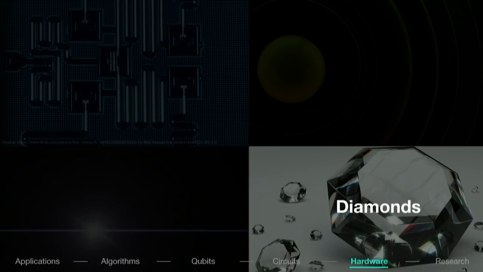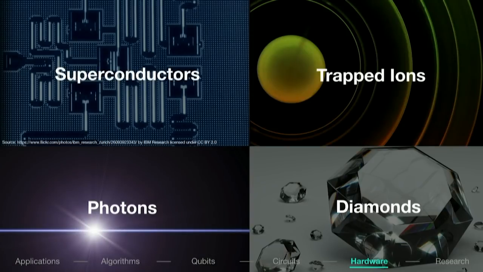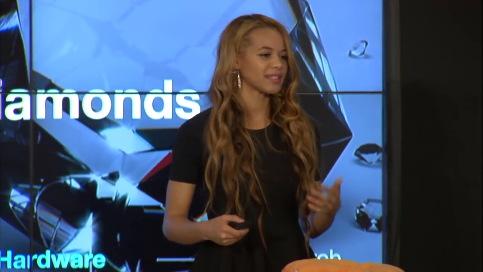So as you can see, there are multiple ways to build a quantum bit, and therefore multiple ways to build a quantum computer. Companies and institutions are working on these different ways, and are trying to find the most reliable, scalable way.